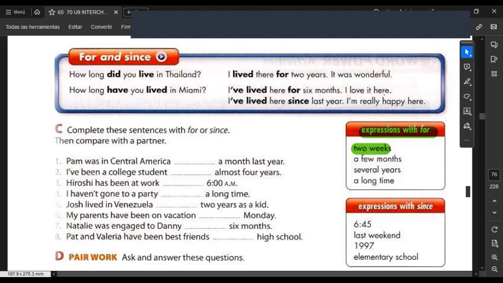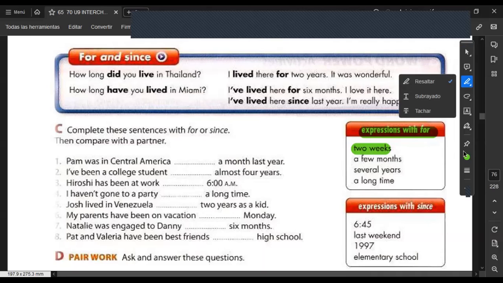Now, for es un periodo de tiempo, ¿verdad? De este tiempo hasta este tiempo. Cambio since, lo utilizamos con el comienzo de un periodo. Okay, for lo usamos con un periodo de tiempo que ya pasó. Since lo utilizamos con el comienzo de un periodo de tiempo, ¿verdad? Hay veces, muchas veces lo tendemos a pronunciar mal, pero no es así.